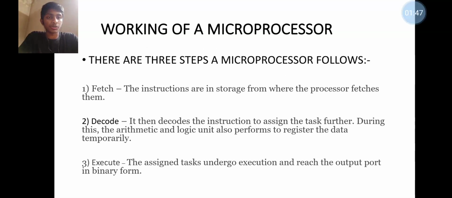Working of a microprocessor. There are 3 steps a microprocessor follows. Step 1. Fetch. The instructions are in storage form where the processor fetches them. Step 2. Decode. It then decodes the instruction to assign the task further. During this, the arithmetic and logic unit also performs to register the data temporarily. Step 3. Execute. The assigned tasks undergo execution and reach the output port in binary form.